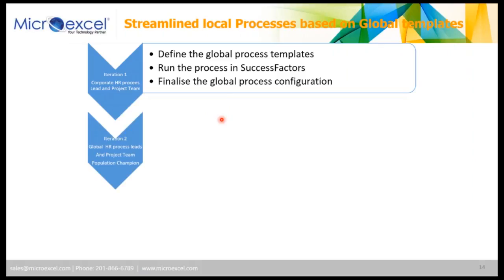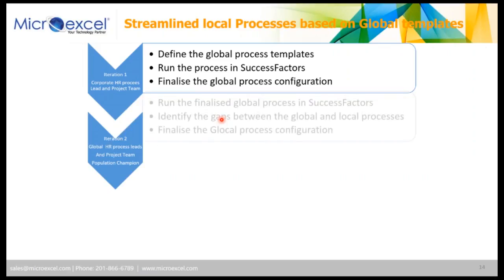So here, if we go to compensation and benefits, for the salary review, we go through the compensation and benefit specialists from the different countries or regions, and we will run the same process for the second iteration with the project team, and when possible, include some population champions. Is it managers in this case for the salary review? Is it employees if we do performance appraisals? So that we can run the finalized global process in SuccessFactors.